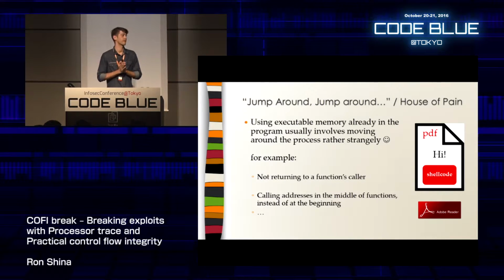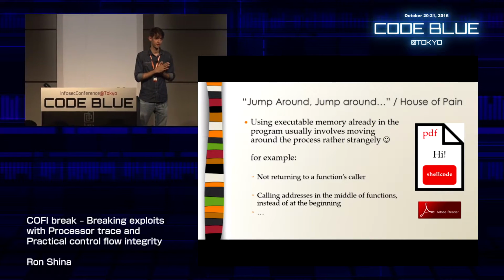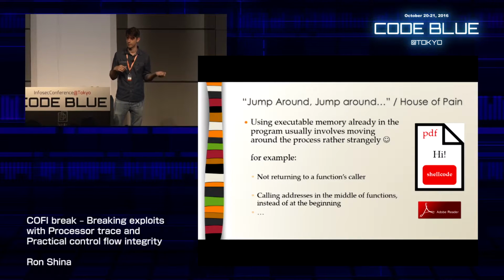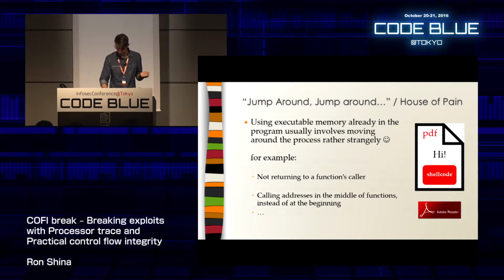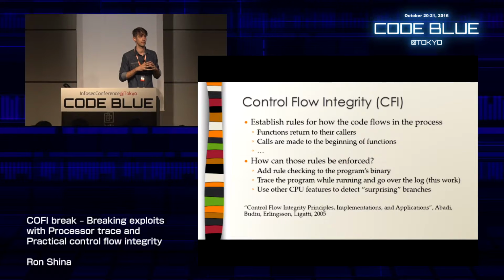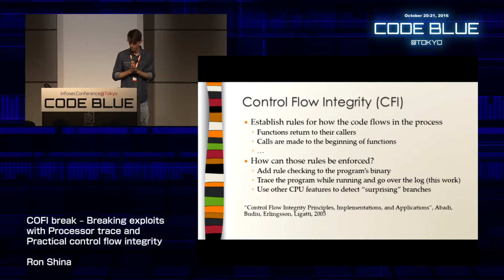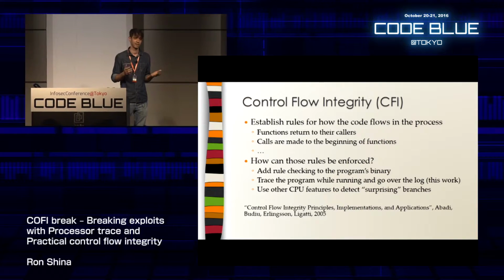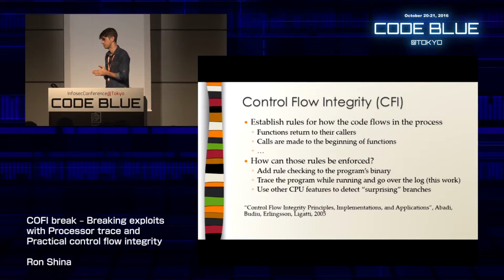So in return-oriented programming, what you'd see is that the code suddenly starts moving around rather strangely. Functions might not return to their callers. Or during the exploitation process, you'd see calls to the middle of functions, which make no sense. So control flow integrity is a set of rules which impose how the code flows. So basic rules would be functions return to their callers, you don't call to the middle of functions, and so forth. But how would you enforce those rules for anti-exploitation?